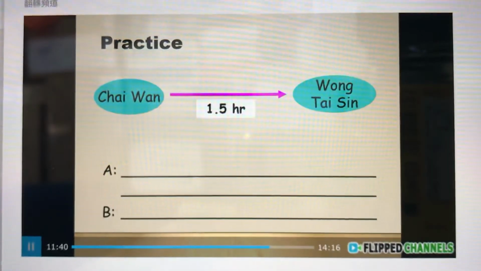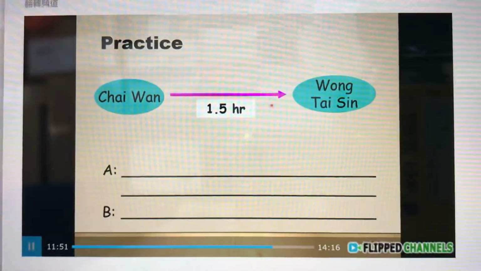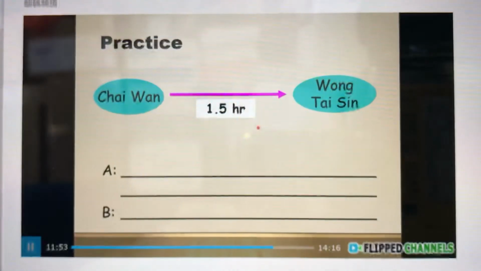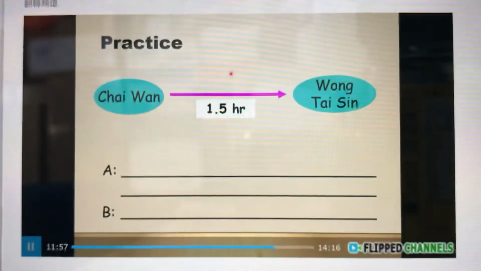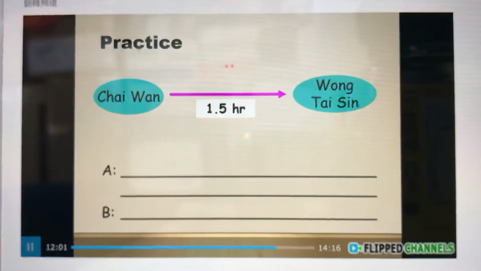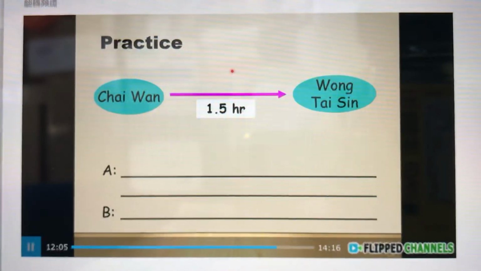Next one. Chai Wan, Wong Tai Sin, 1.5 hours. You can see the duration of time here. So, what question word we are going to use? What tenses we are going to use? What verb we are going to use? And what prepositions we are going to use to link two places together? I can hear your answer.